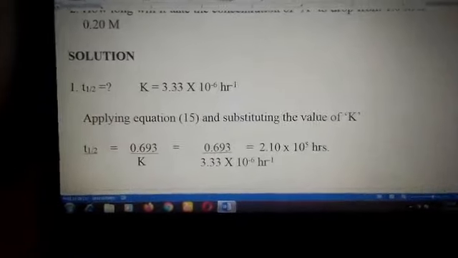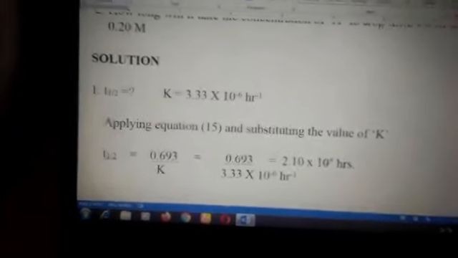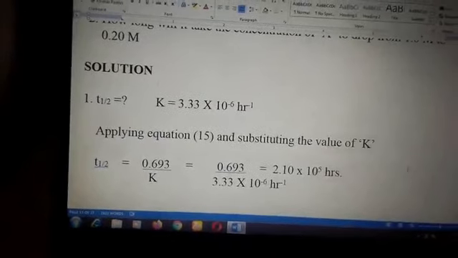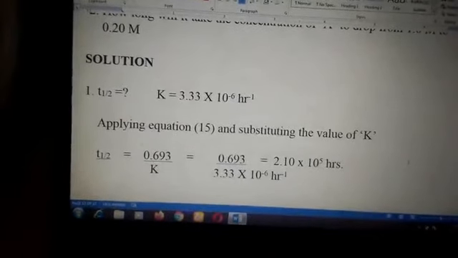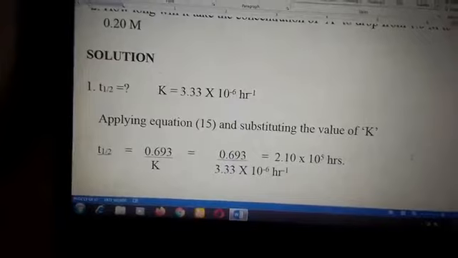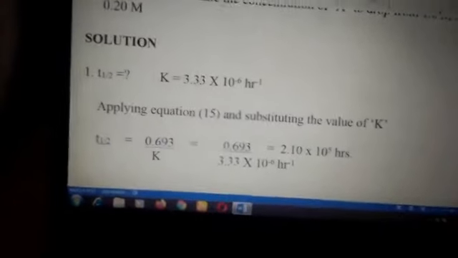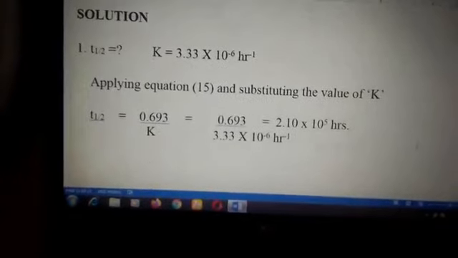So here goes the solution. Solution for number 1. We're looking for t-half, that's the half-life. And we're given the rate constant, which is 3.33 times 10 power minus 6 per hour. Remember equation 15, the equation for half-life. We apply equation 15 and substitute the value of k. Equation 15 is t-half equals 0.693 over k.